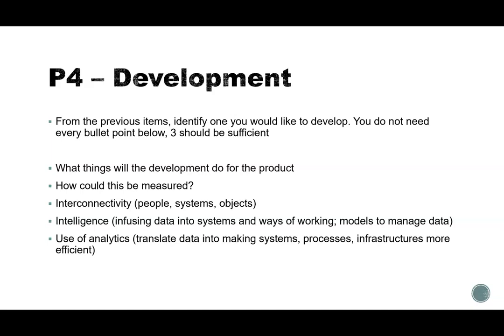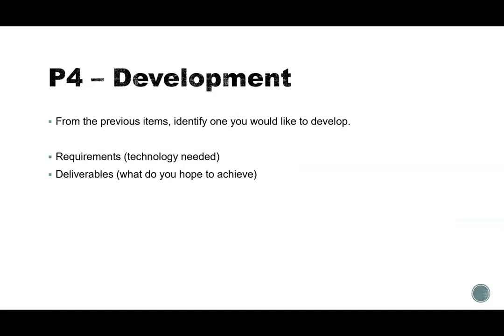Okay. Use of analytics, it kind of links with intelligence, but analytics is the process of you taking all this data and working out what the best solution is for whatever it is you want to do. How do you make things more efficient? How do you make things better, basically? You've got requirements, what technologies you're going to need. Sometimes you may just need a mobile phone. Sometimes you may need something very bespoke. Bespoke is something that's very unique, built for a specific purpose.